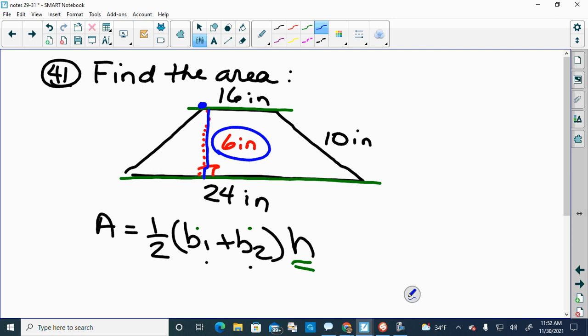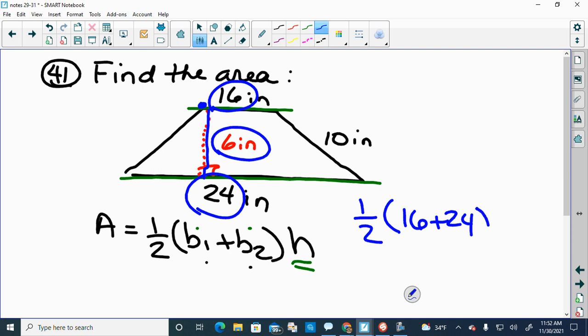So we're just plugging it into our formula and simplifying it, obviously using order of operations. I'm plugging it in. I have 1/2 times parentheses, my bases, 16 and 24, 16 plus 24 in parentheses, times my height. We said the height is the one on the inside of the dashed line, which is 6. Order of operations, parentheses first. The 1/2 is still there. So 16 plus 24 is going to give you 40.